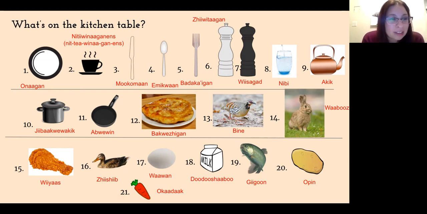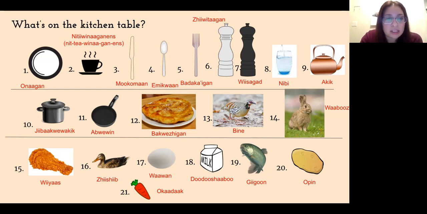Okay, so number 1 is plate. It's onagin. And you could write little dashes in between these words to make it easier to pronounce. So I did that with this bigger word here for cup. Nit-ti-wina-gen-ens. Nitti-wina-genens. So that means cup.